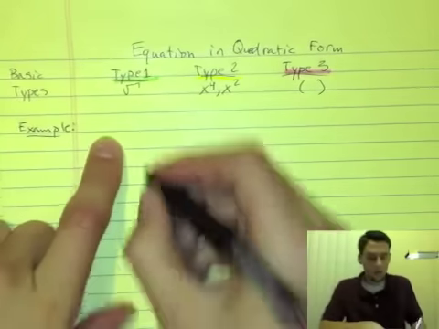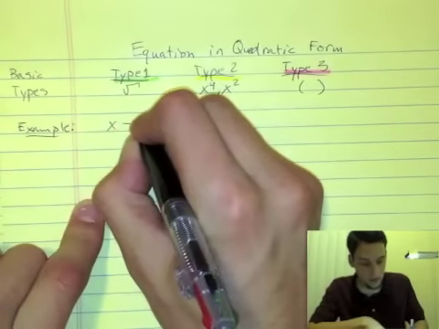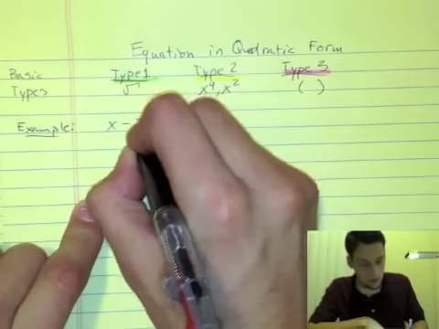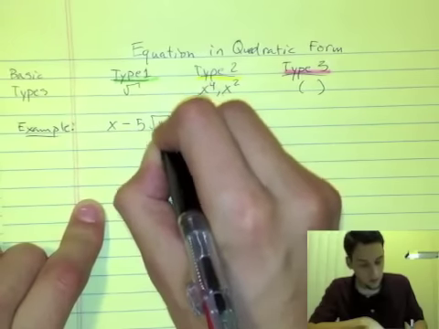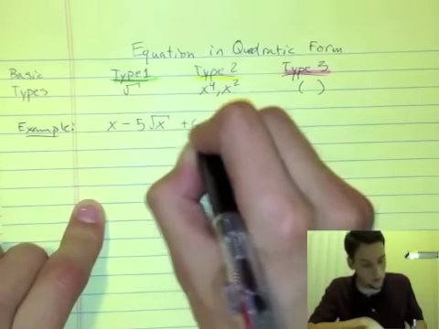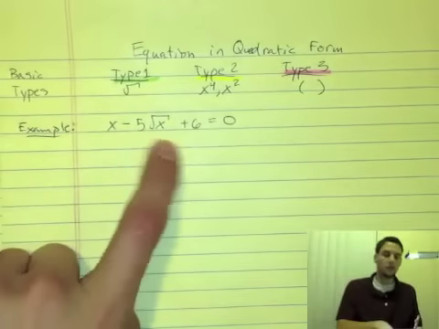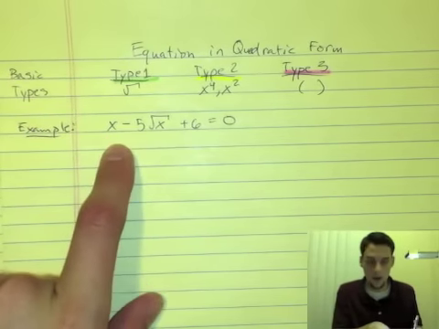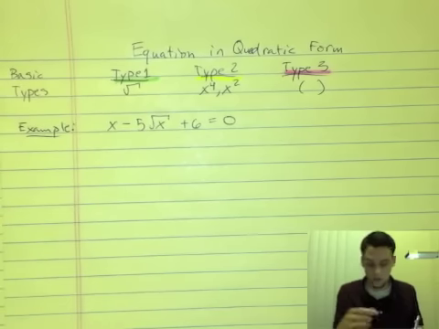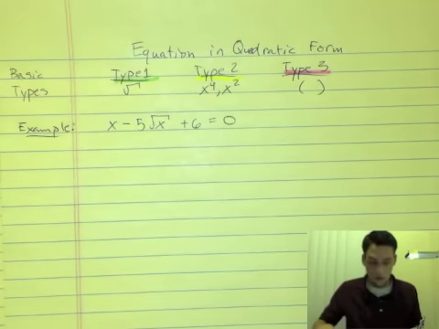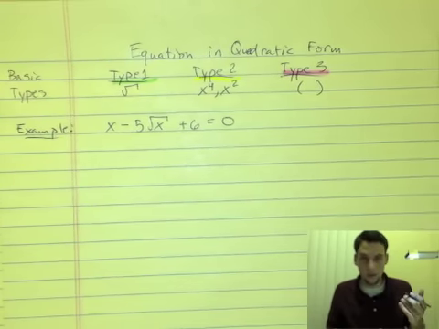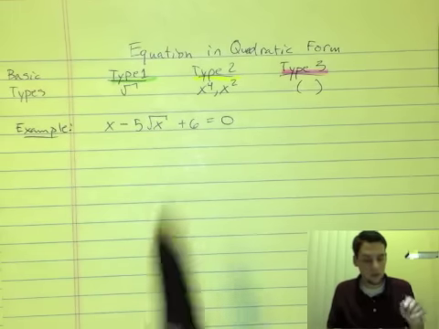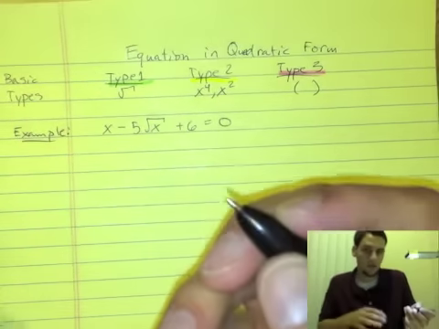So we're going to solve this equation. X minus 5 times the square root of x plus 6 equals 0. This is not a quadratic because a quadratic has the highest degree of 2. This one doesn't have a degree of 2. So what can we do? Well, the first trick that we use in these types of equations is substitution.